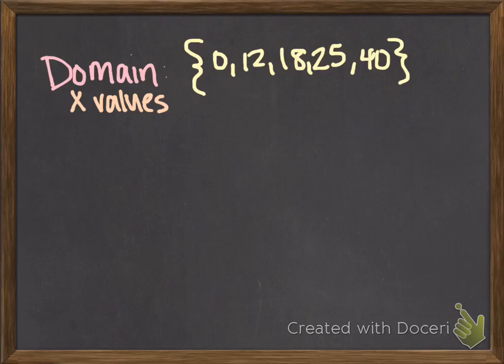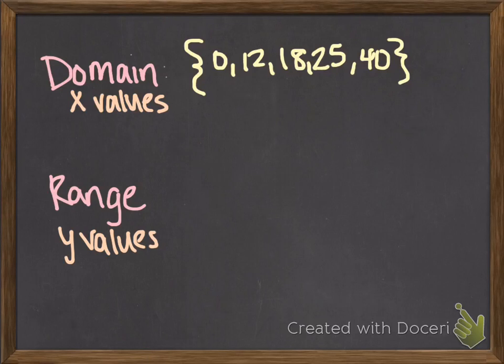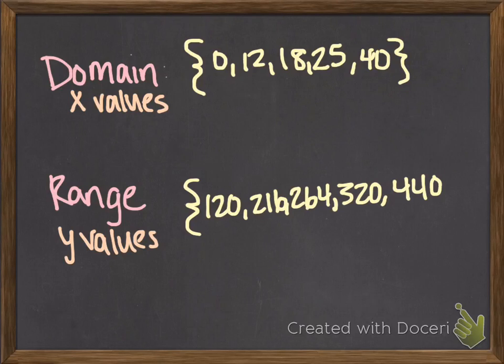Number 10. What is the range of the problem situation? Include units in your response. So the range is the y values. We need brackets around these, and it's 120, 216, 264, 320, and 440 credits earned.